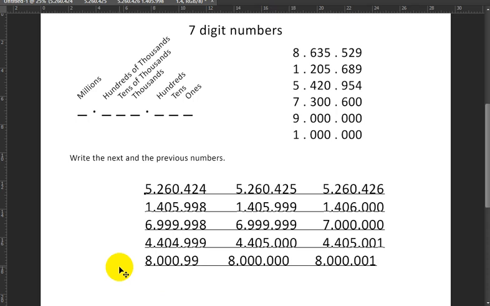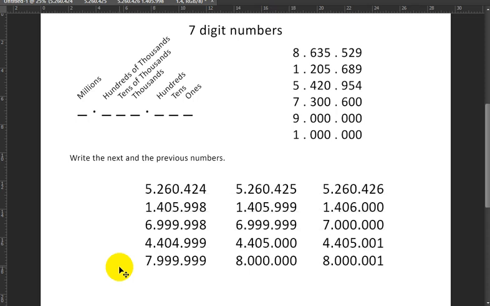And then the same happens to the next digit, and then the same happens to the next digit, and the next digit, and the next digit. But then you meet this 8, which doesn't need regrouping, so you can just say 8 take away 1 makes 7. So the previous number before 8 million is 7,999,999.